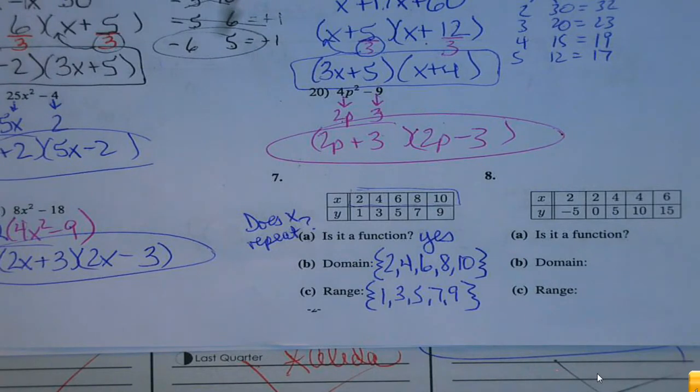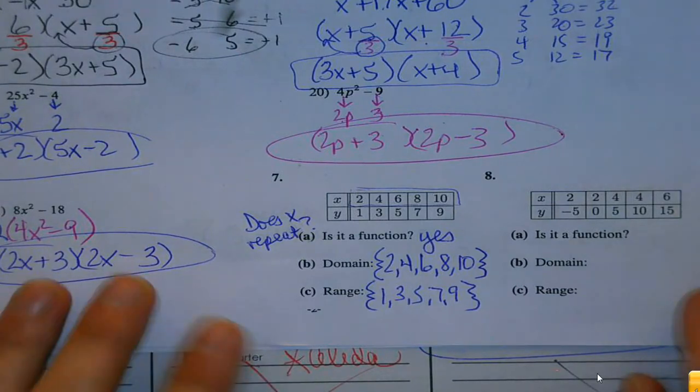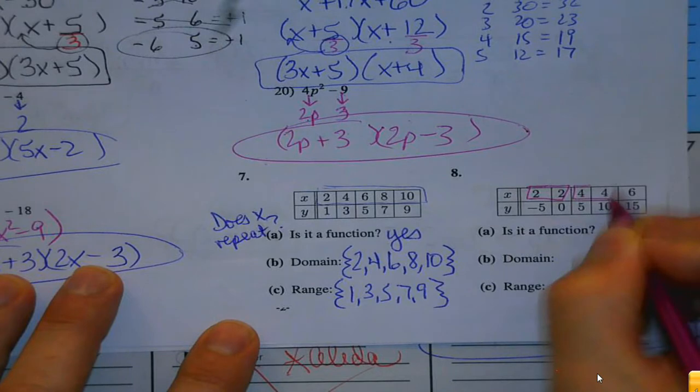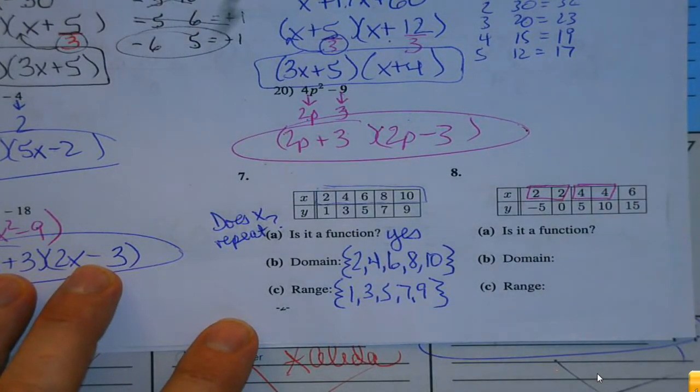So for number 8, it's basically the same thing. The only thing, again, I'm watching for is it a function? Well, this time, I have 2 different x values that repeat. No good. Not a function.